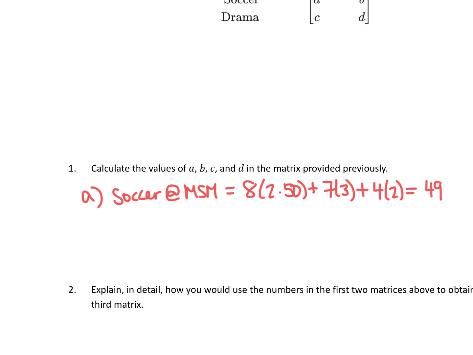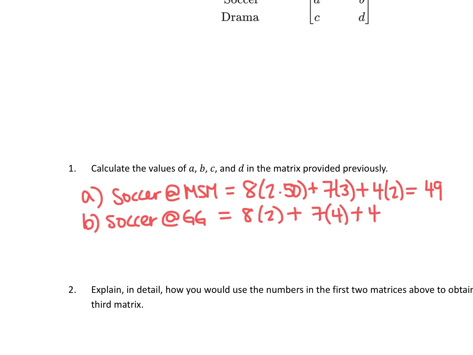All right, now let's switch to soccer at Grandpa's Grocery. So this is still soccer, but it's at the other store. So I'm going to say at GG. So for soccer there, they still need 8 bags of chips, but this time it's $2 each. They still need 7 cookies, and this time it's $4 each. And they still need 4 drinks, but this time it's $1.50 each. Okay, so that gives us a total of $50.